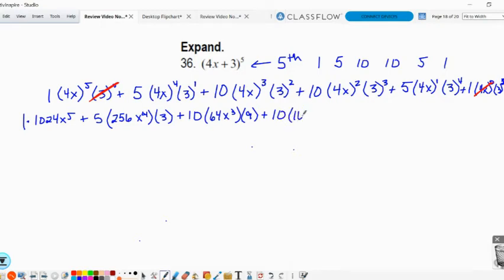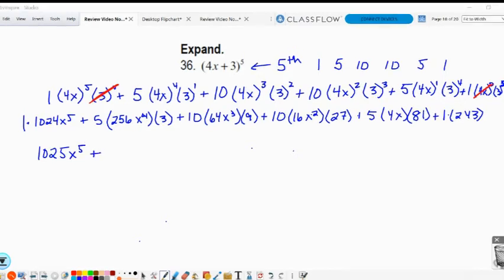10. 4x squared would give us 16x squared. 3 cubed would give us 27. And then 5 times our 4x to the power of 1, and then 3 to the power of 4 would give us 81. And lastly, 1 times 3 to the fifth power, which is 243. So now within each term separated by addition, we're going to multiply the coefficients and then tack on the x to whatever power we have. And our final answer, doing that multiplication, would look like this.